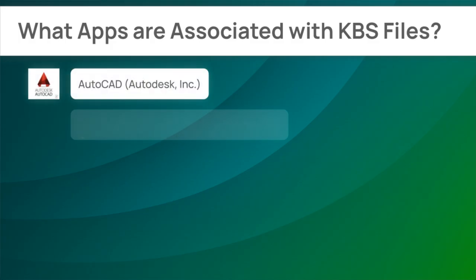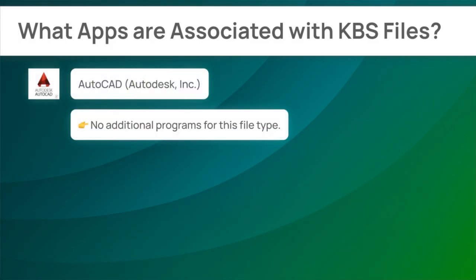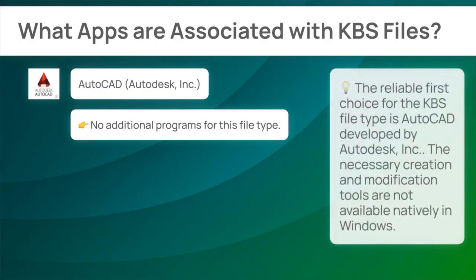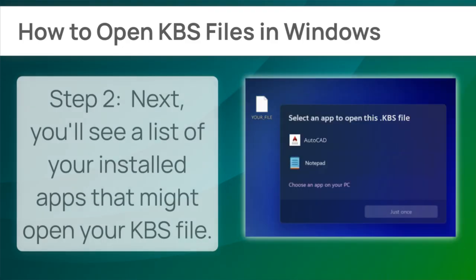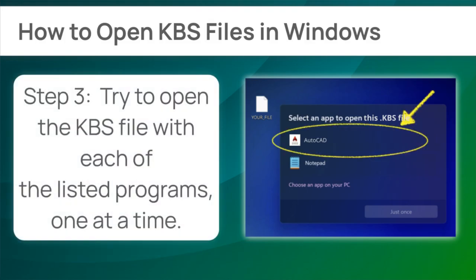For comprehensive file management, KBS relies on AutoCAD developed by Autodesk Inc. The necessary creation and modification tools are not available natively in Windows. Windows may show the settings clearly, but editing requires familiarity with the software's requirements. The first action is to test the system's defined programs. Right-click the KBS file and click Open With. Test AutoCAD if present. If it is unavailable, select another program. We need to find the specific library that works.